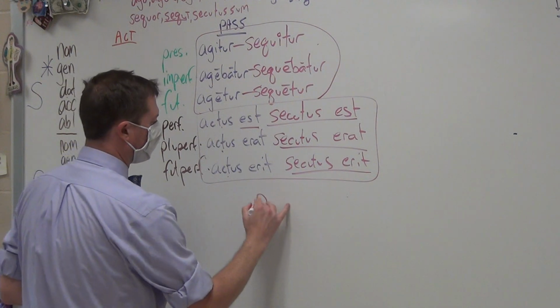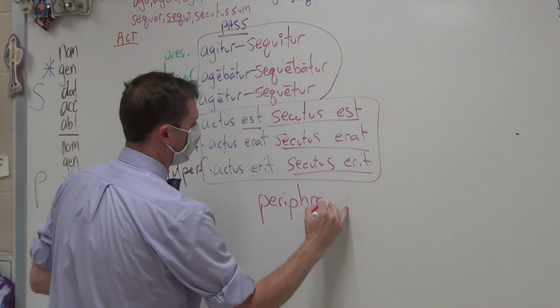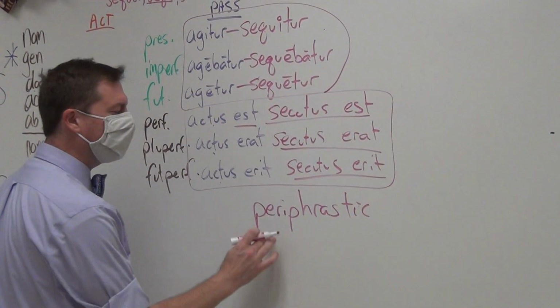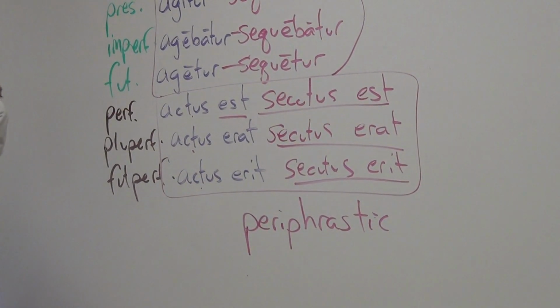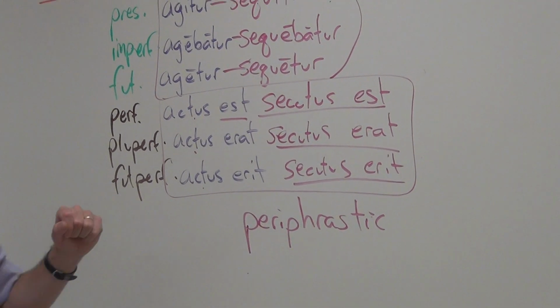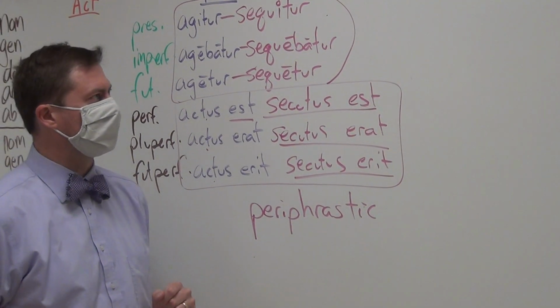Your last word is periphrastic. Spell it correctly, please. P-E-R-I-P-H-R-A-S-T-I-C. Periphrastics. Looks passive, translates actively, deponent verbs.